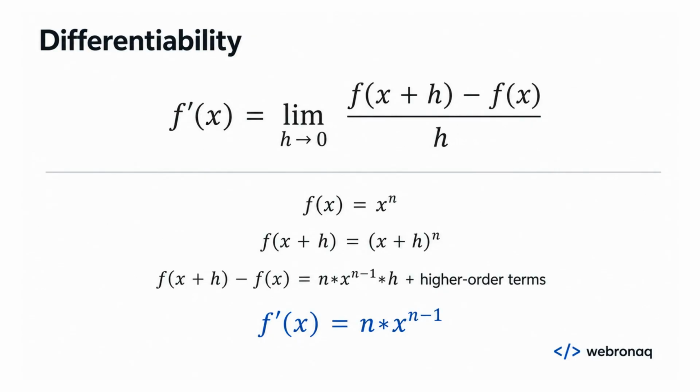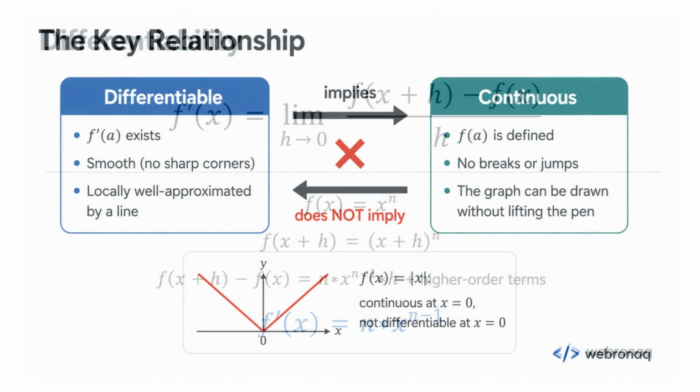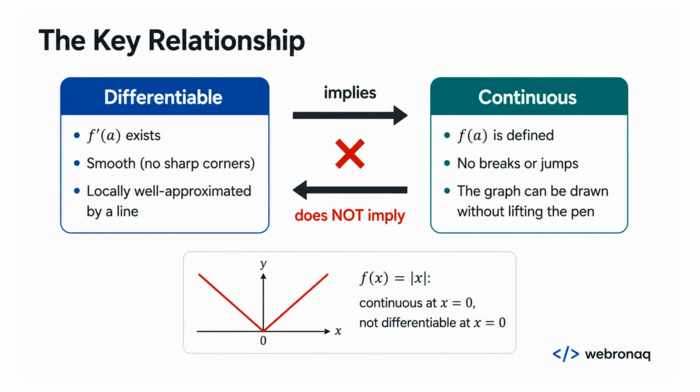Next, let us see how differentiability and continuity connect. Here is a theorem every calculus student needs to know. If a function is differentiable at a point, then it must be continuous there. The logic is direct. For the derivative limit to exist, the function values must converge to a single finite number, which is exactly what continuity requires.